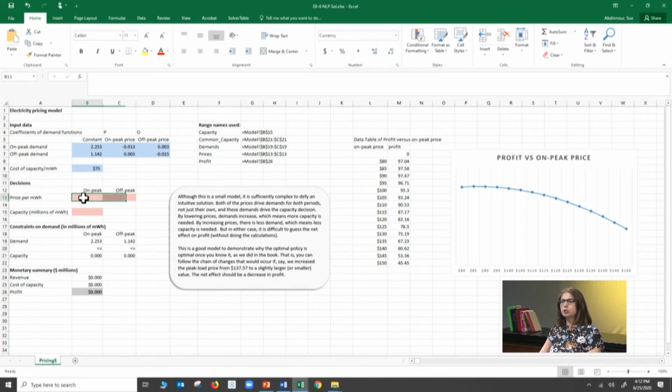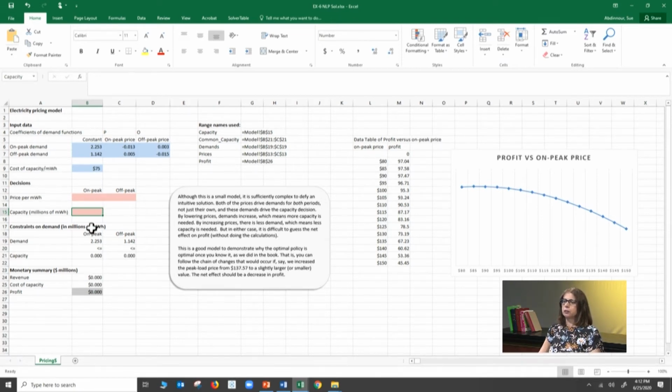We have how much should we price on-peak demand, how much should we price off-peak demand, but also how much capacity should we plan for. And that is only known after we know the demand. And so the demand is what will give us what capacity is needed. Otherwise, we don't source it from certain vendors. And so this is the first example where you see not only is it nonlinear, but it's also two sets of decision variables, which we can do in Solver. We just have to separate them by comma.